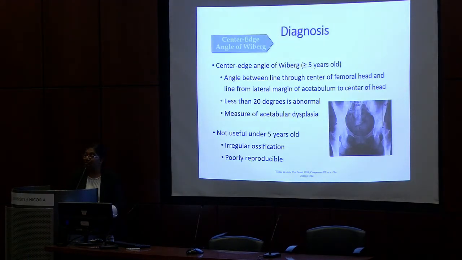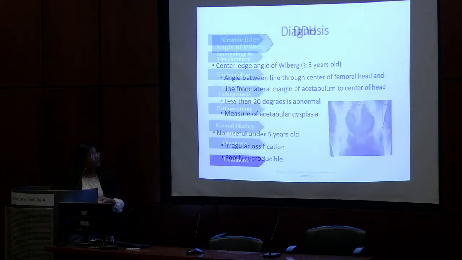Once children are older, you can characterize their acetabular dysplasia by the center edge angle. Basically, you just draw a line from the center of the femoral head up vertically, and another line that goes from the center of the femoral head to the lateral aspect of the acetabulum. In general, less than 20 degrees is considered abnormal. It's not useful under the age of 5 because the ossific nucleus can ossify in an irregular manner, and it's also poorly reducible because of that fact.